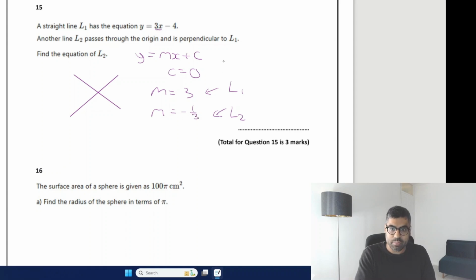So now we have both bits of information that we need. We have our y-intercept and we have our gradient. So we literally just pop that into our y equals mx plus c. We have y equals minus 1/3 x. And because the value of c is just 0, we don't need to write plus 0. So the answer is simply y equals minus 1/3 x. And that's question 15 done.